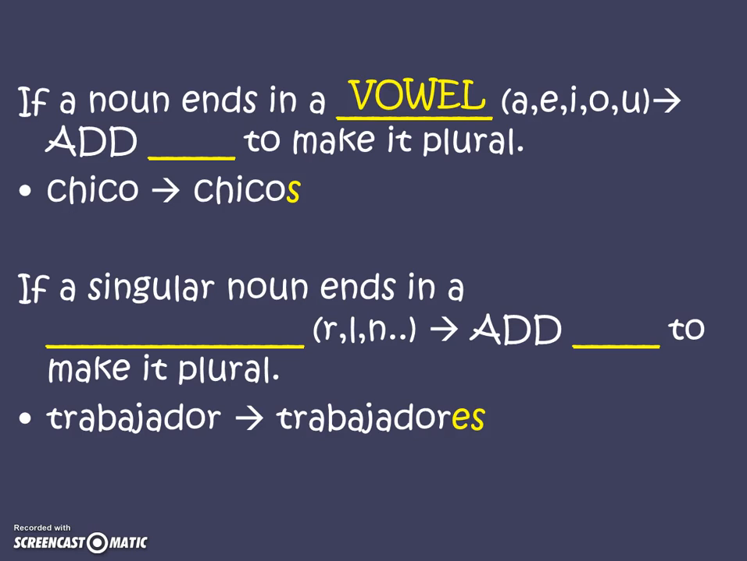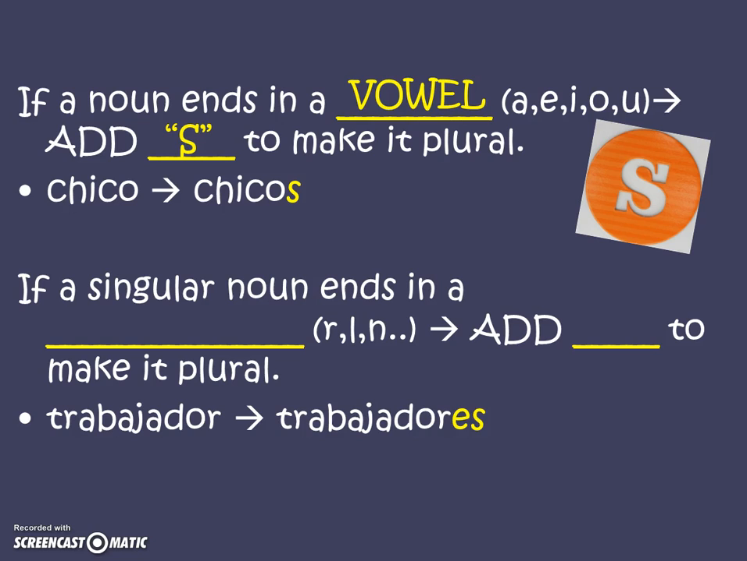So if a noun ends in a vowel, all you're going to have to do to make it plural is add an S. So here we have an example, chico, which means boy. To make it plural, all you have to do is add an S if it ends in a vowel. Very simple. It's similar to what we do in English.